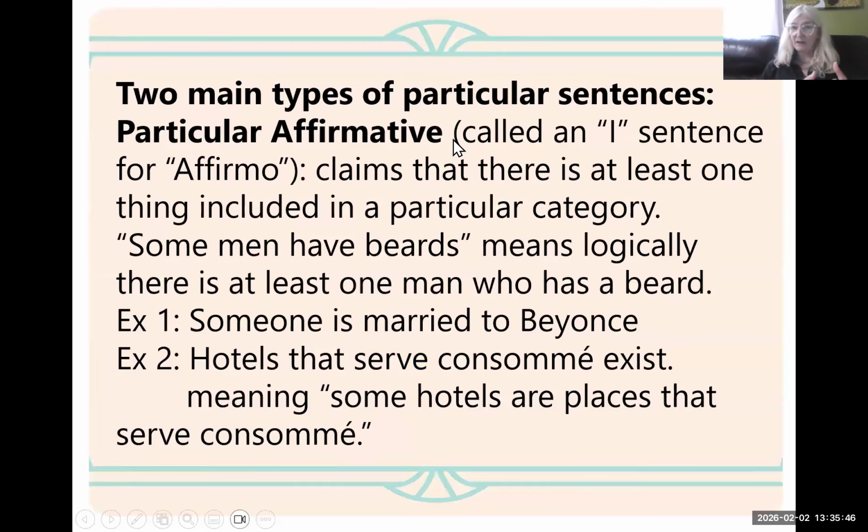Now, the other two main types are the particular affirmative and a particular negative. A particular affirmative is called an I sentence for, again, the affirmo for the second part of that. And this claims that there's at least one thing included in a particular category. So even in colloquial English, if I say some people are coming to a party, I am sort of indicating more than one.